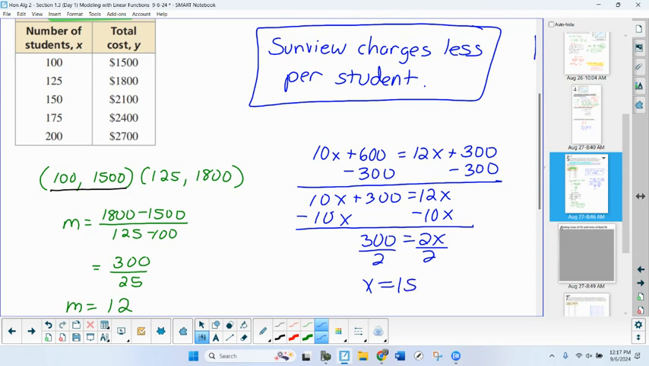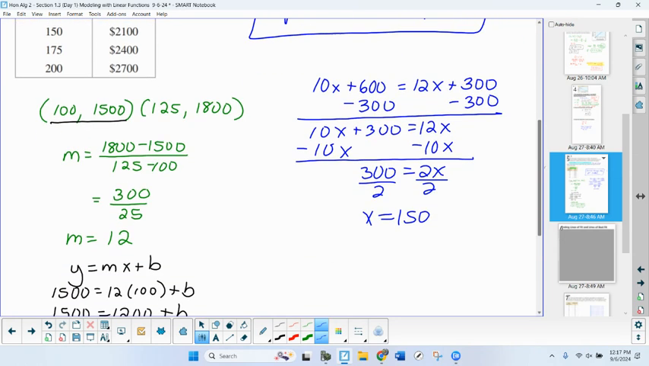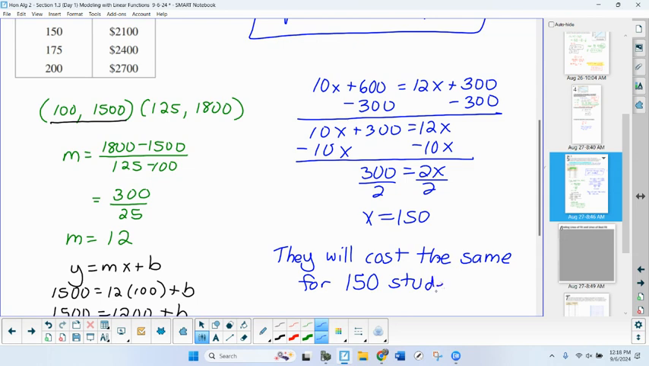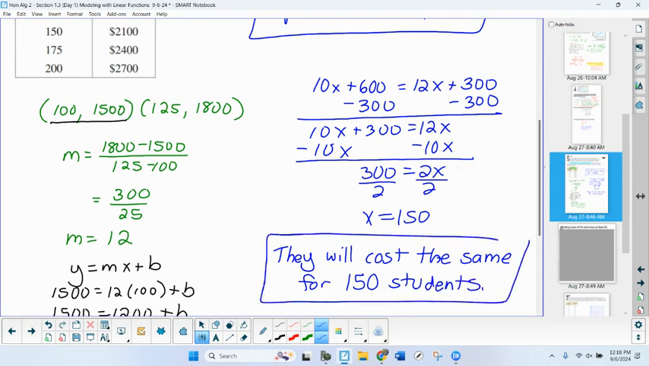So what's that mean? It will cost the same for what? Cost the same for 150 students. That's kind of your point where you have to decide which one you want to use. Okay, how do we feel about that one?